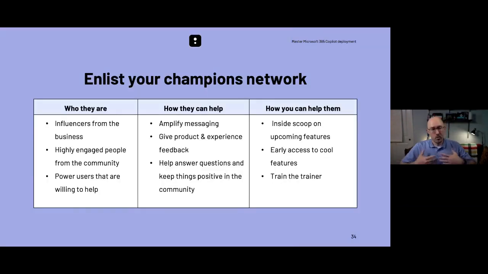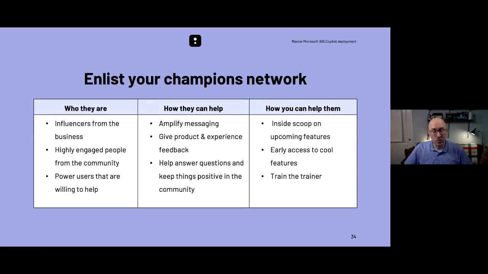All right. Enlist your champions. I've mentioned champions a lot. Champions are really important. They're your early adopters. They're the ones that are already using generative AI. Maybe they've used ChatGPT in another life. Maybe they use Copilot Pro in their personal life. Maybe they begged to be part of the Copilot program. So we want to find those champions. They're going to be influencers in the business. They're highly engaged. They want to learn. They want to use this.